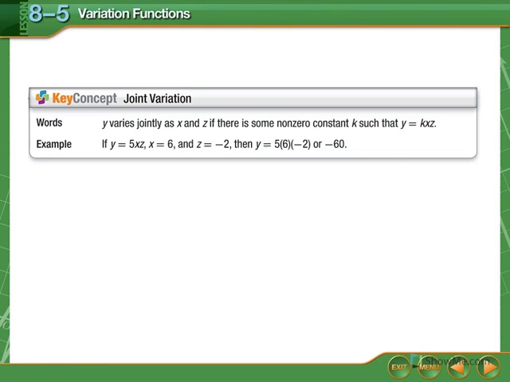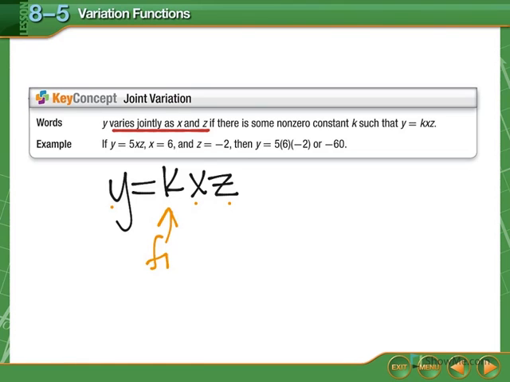The next concept is joint variation. It says y varies jointly as x and z if there is some non-zero constant k such that y is equal to k times x times z. So here's our next formula. If y varies jointly as x and z, what that means is that you're going to use the formula y equals kxz. You're going to treat this just like you did the last problem. You'll be given a y, an x, and a z. You'll have to find k, and then have your formula and plug in what you know to get your answer.